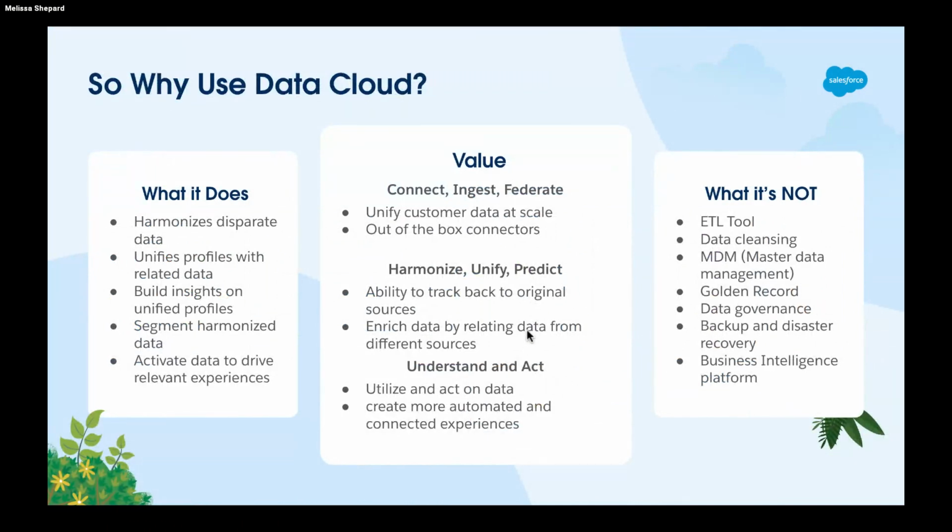So why use it? So what exactly does Data Cloud do? So it harmonizes disparate data, which means you're bringing it into one place and you're matching and you're then creating these unified profiles along with its related data to enrich that data. So then you can build insights on these unified profiles. You can segment this harmonized data, and then you can activate this data to drive more relevant experiences and also to support your AI. So the value that it brings is that you can harmonize the data at scale.